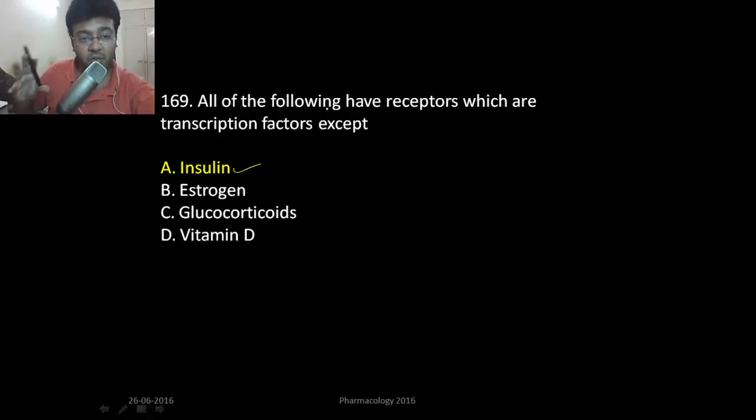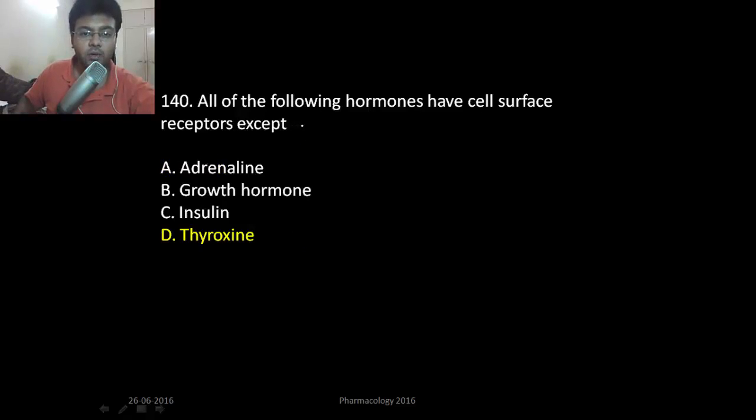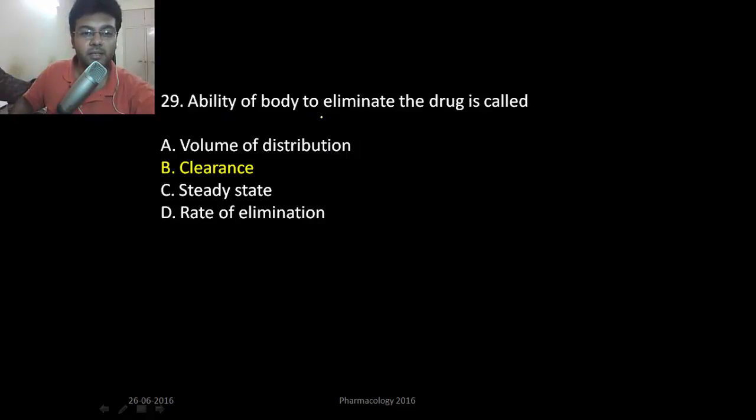We said insulin is a sort of large molecular weight substance. It cannot go inside the cell. It has a surface receptor. These are all steroids and low molecular weight substances. All the following hormones have a cell surface receptor except thyroxine and vitamin D, as small molecular weight substances can go inside the cell. The ability of the body to eliminate a drug is called clearance.